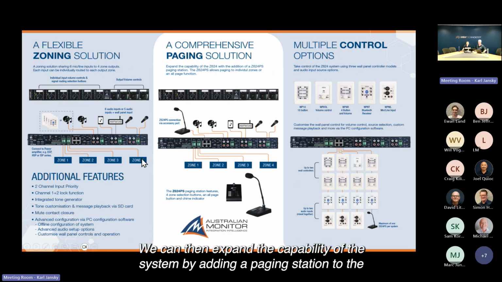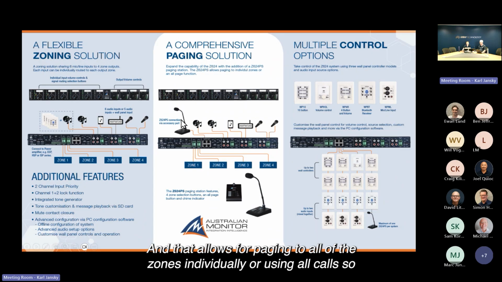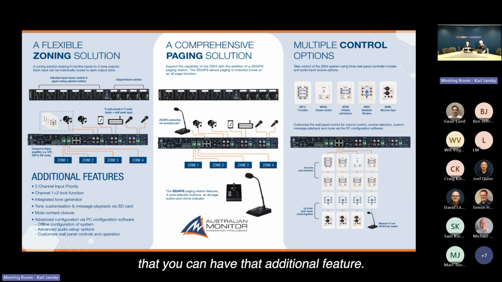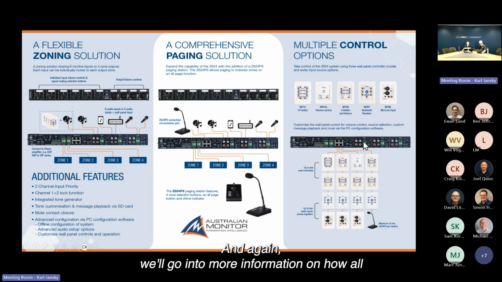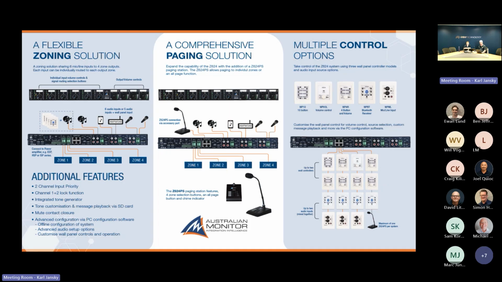We can then expand the capability of the system by adding a paging station, and that allows for paging to all of the zones individually or using all calls, so that you can have that additional feature. And then finally, you can really expand the capability of the system using control panels and audio wall plates. Again, we'll go into more information on how all of that works shortly.